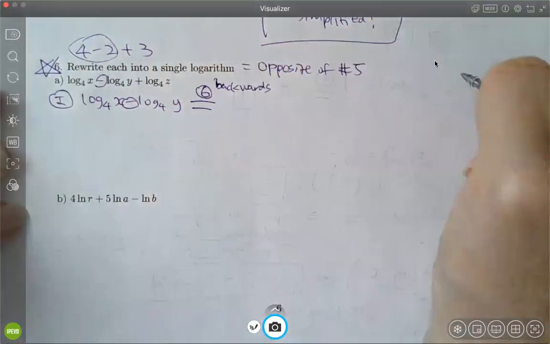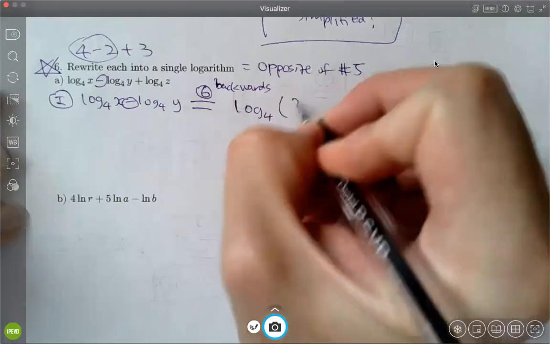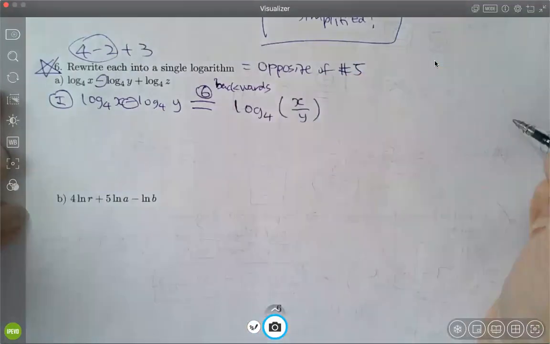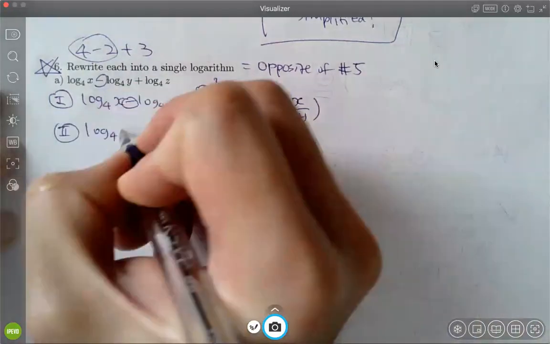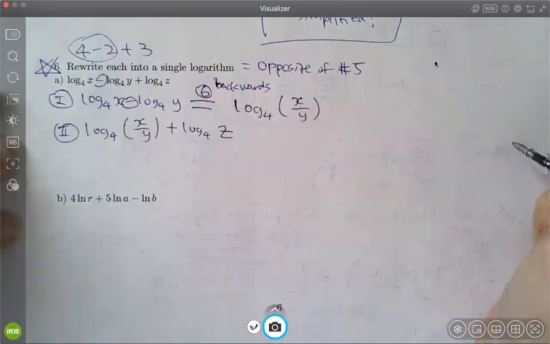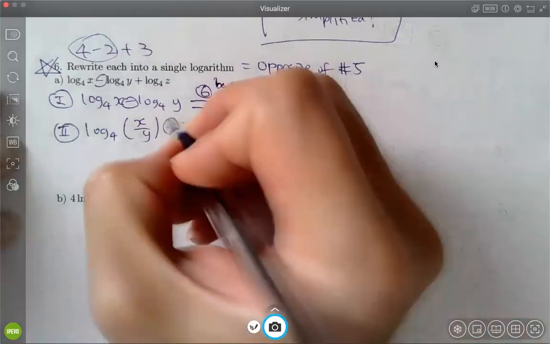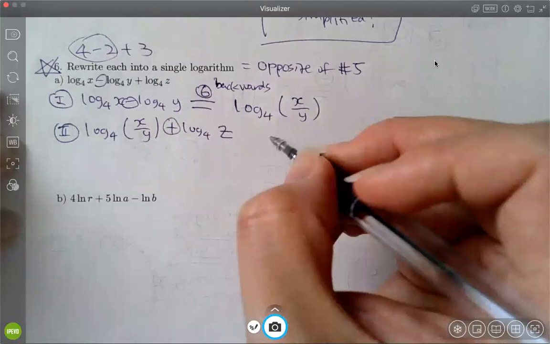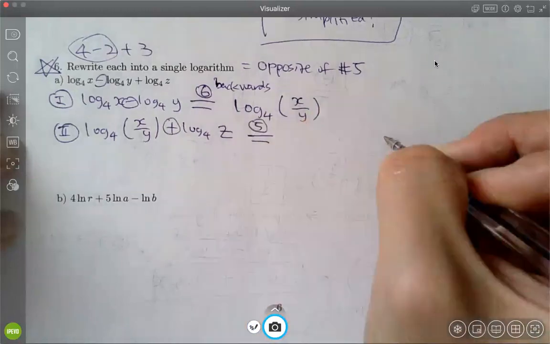So what does that mean? It will be log 4 of x over y, right? Again, this may look weird, but all I'm doing is just applying rule number 6 the other way. Difference in between the logs turns into the quotient within the log. That's all. So what do we have now? Log 4 x over y plus log 4z. And now we have the summation in between the logs. So what does that mean? Apply rule number 5, right? And again, backwards.